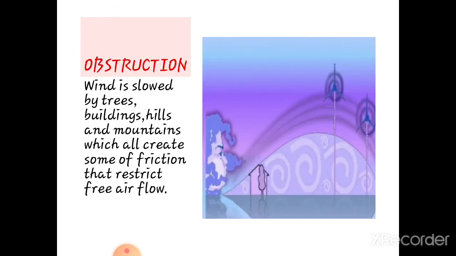Third one is obstruction. Wind is slowed by trees, buildings, hills, and mountains, which all create some form of friction that restricts free airflow. It is wise to measure the wind speed at a proposed site for at least 1 year to determine project viability.